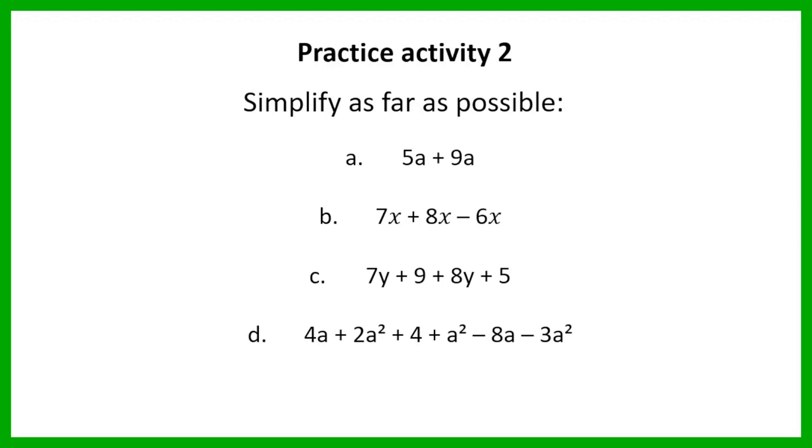Just be careful over here in C, 7y plus 9 plus 8y plus 5. The 9 and the 5 are going to be like terms. They don't have any variables. All constants are also like terms, so you can just add them like you would with normal numbers. They are normal numbers. Okay, so you have 2 minutes to work on this activity.